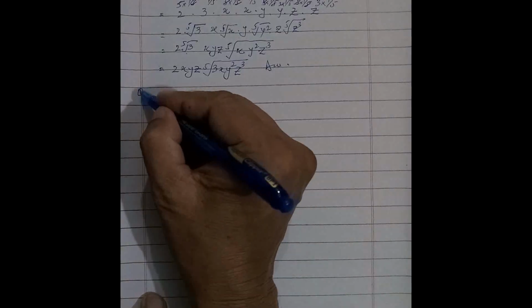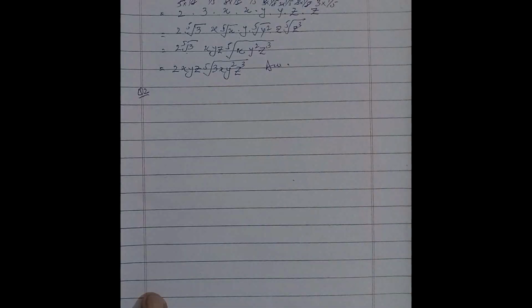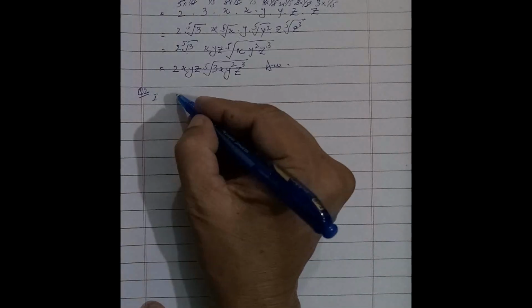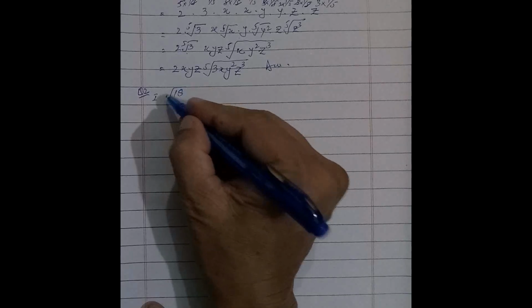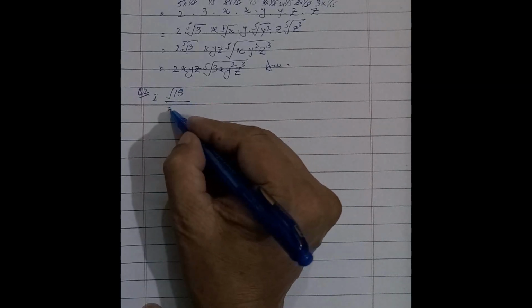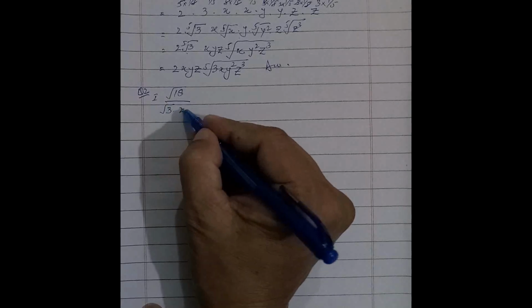Now we start question 2. In question 2, we simplify the values. The first part is the square root of 18 over the square root of 3 into the square root of 2.